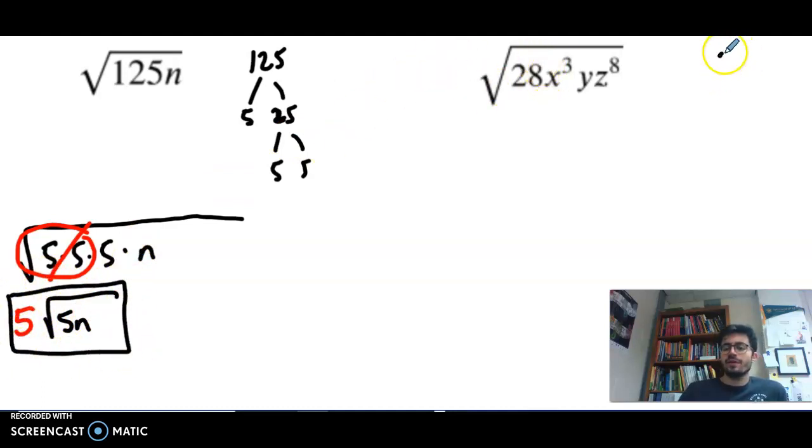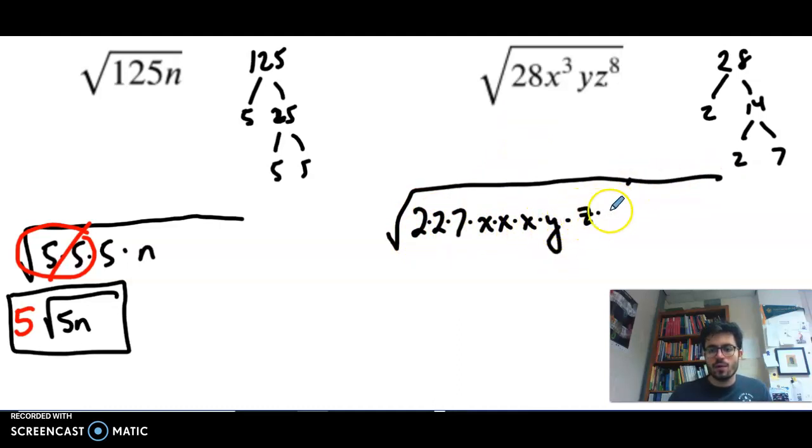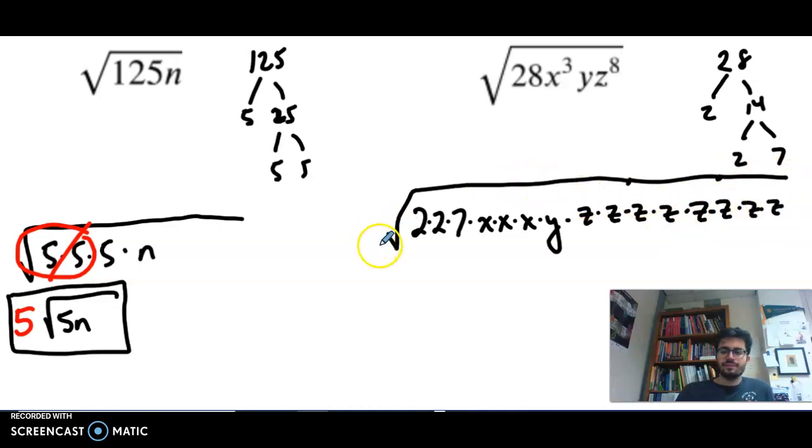This one I have a few more variables, so let's see. 28 is 2 times 14. 14 is 2 times 7. So I have 2 times 2 times 7. I have 3 x's. I'm going to expand a y, then 1, 2, 3, 4, 5, 6, 7, 8 z's.